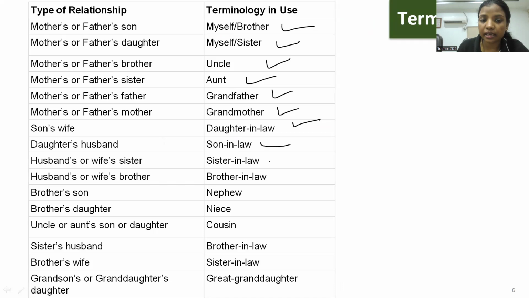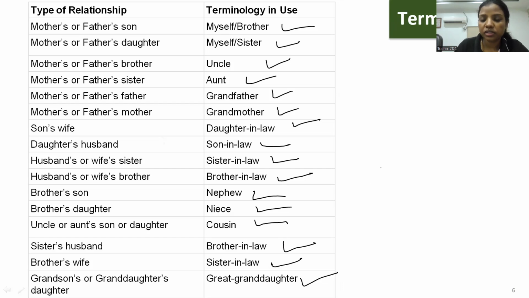Wife's sister is again sister-in-law. Wife's brother is brother-in-law. Brother's son, for example, cousin's son is nephew. For a daughter it is niece, for a son it is nephew. Now, uncle or aunt's son or daughter is cousin. Sister's husband is brother-in-law, right? Brother's wife is sister-in-law. Grandson or granddaughter's daughter is great-granddaughter.